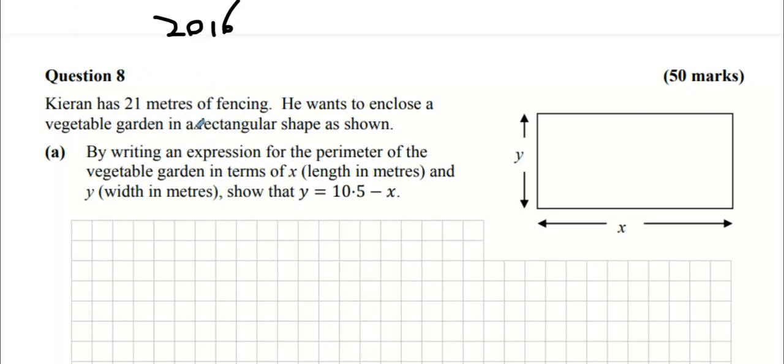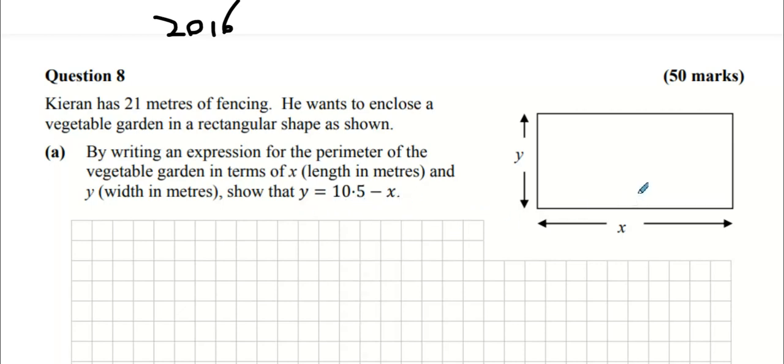Kieran has 21 meters of fence. He wants to enclose a vegetable garden in a rectangular shape as shown. Write an expression for the perimeter of the vegetable garden in terms of x and y. Show that y equals 10.5 minus x.